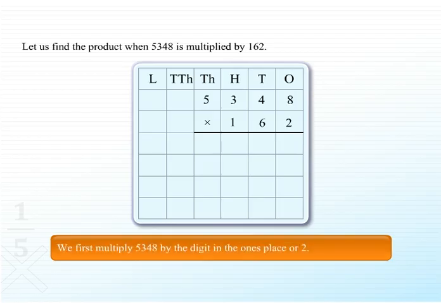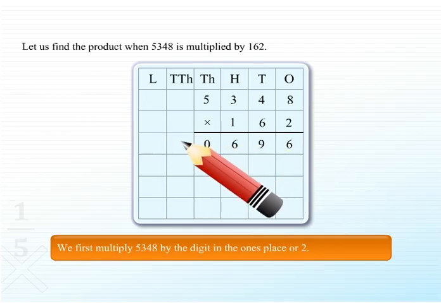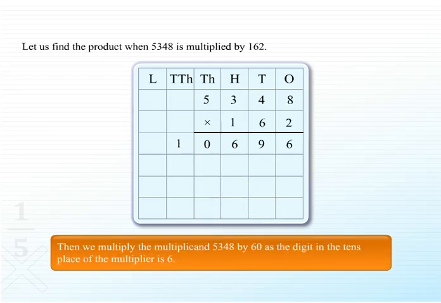We first multiply 5348 by the digit in the ones place, or 2. Then we multiply the multiplicand 5348 by 60, as the digit in the tens place of the multiplier is 6.